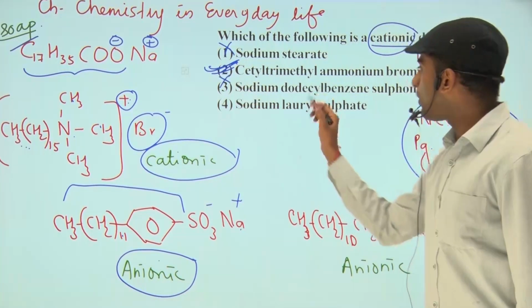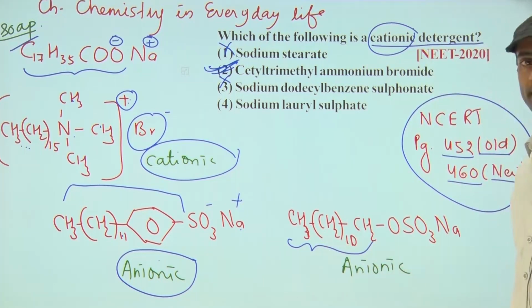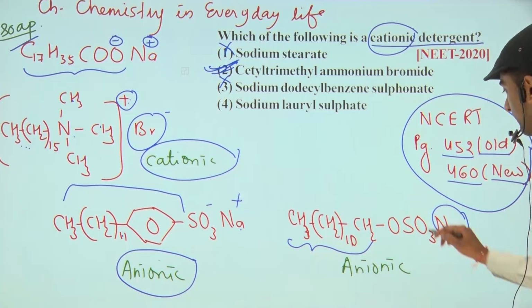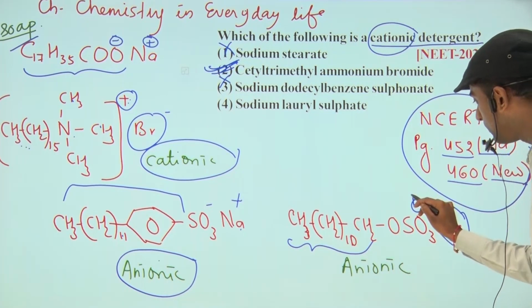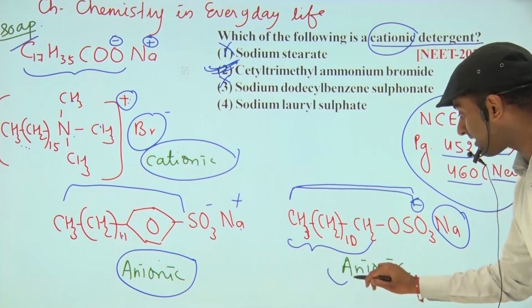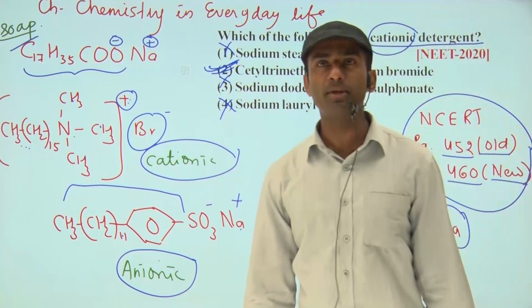Next, sodium lauryl sulfate. Student, the 12 carbon chain is lauryl here. So this is the sodium, the lauryl and the sulfate. Again, we can see that the negative part is bonded by the carbon chain, because of that this is the anionic, not cationic. So only the second option is going to be correct for you.